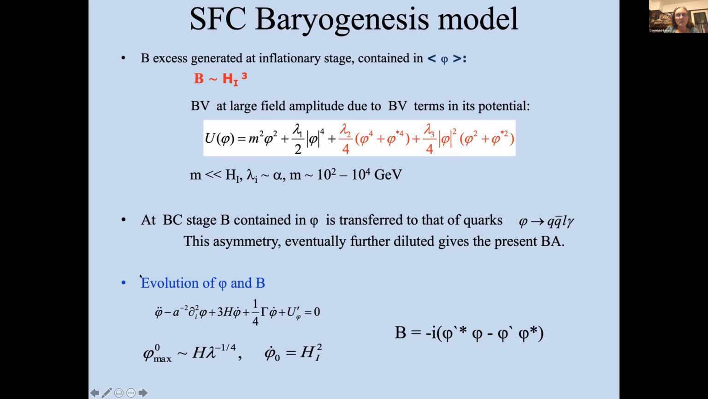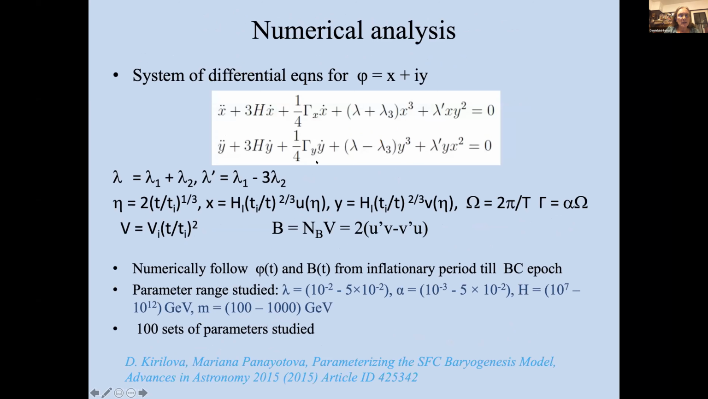What we did is we followed numerically the evolution of the field and the baryon charge contained in it. This is the usual equation of motion, which includes also this term which accounts for the particle decays. The numerical analysis was done for a large range of parameters. These are described here: the parameters of the model are the self-coupling constant alpha, the Hubble parameter at the inflationary stage, and the mass of this field.